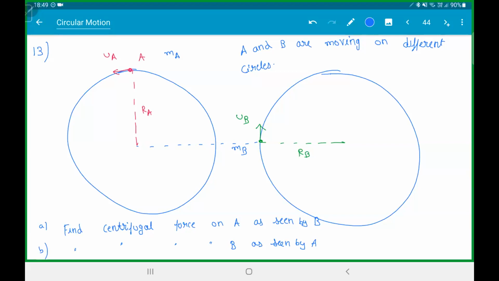Answers, everyone. I want direction also. I kept J cap. So for people who think centrifugal force is mv square by r away from the center, this will be a big slap.